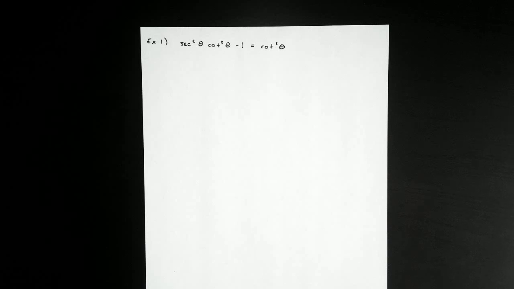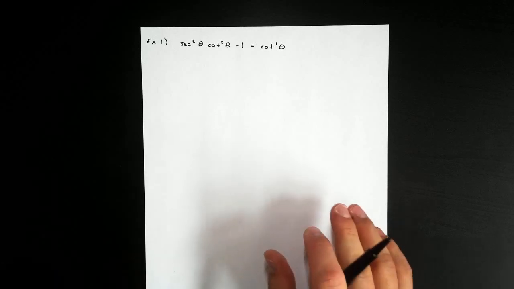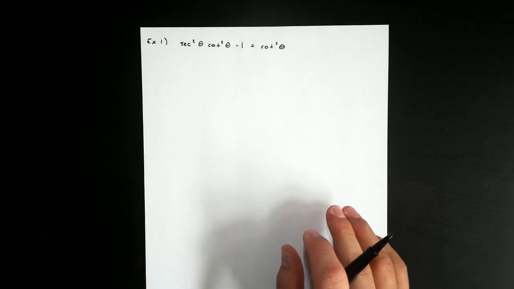When we're verifying trig identities, we have lots of different methods we can use. In these two examples, some of the methods I will be using are rewriting in terms of sine and cosine. I will be using some Pythagorean identities, and I will also be using just some algebraic operations like combining fractions together, things like that.